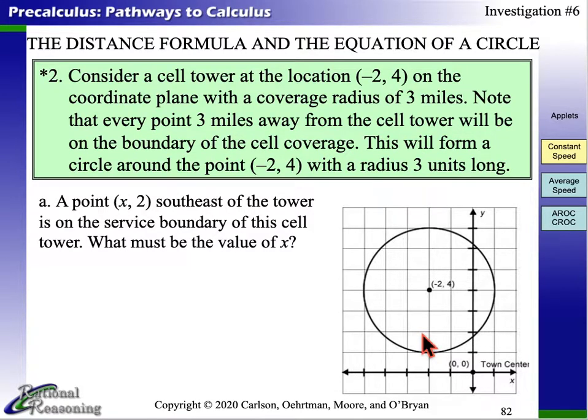And what that gives us is, if we've got some coordinate, in this case they give us negative 2, 4, we want to find how we could calculate this circle around, and in this case we could see it has 1, 2, 3. So we're now saying good coverage is 3 miles away instead of 3.5. So we've got a cell tower at negative 2, 4. We've got a point at x, so some x value, but the y value is 2.